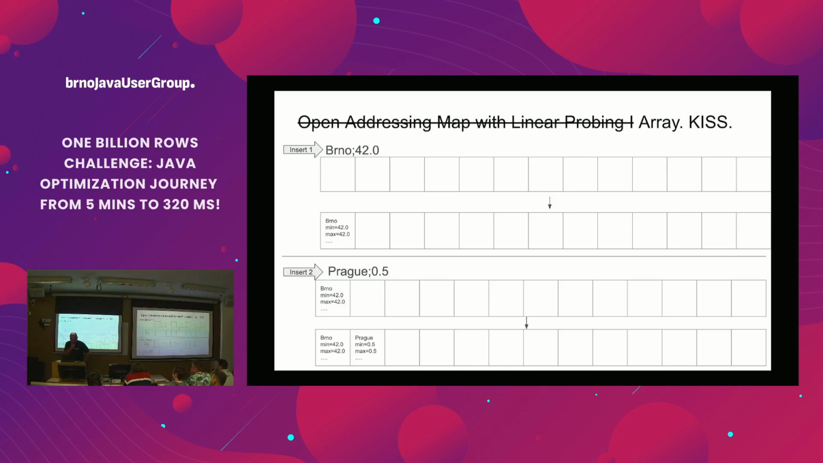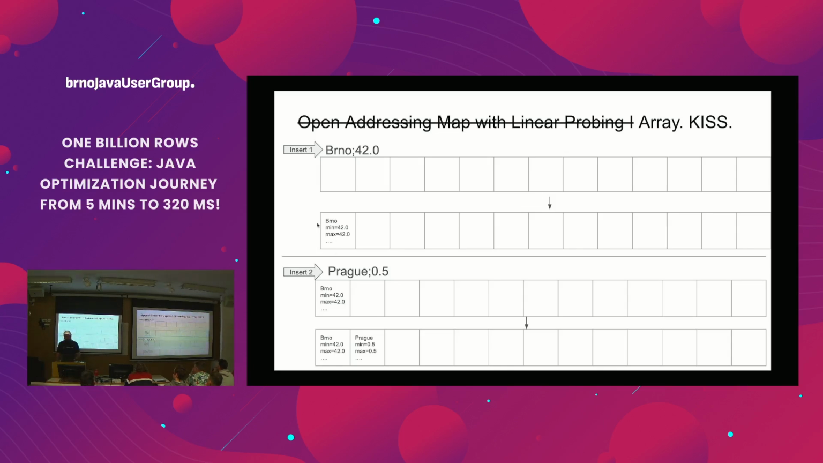We will do that, but before we do that, we do something simple. So instead of using a map, we could maybe use an array. If we know that we have 400 cities, or to be compliant with the official rules, 10,000 cities, we could allocate an array with at least 10,000 slots, and use a very simple algorithm. If I want to insert Brno 42 degrees, the algorithm could be: start from the first element, do a lookup. Is that slot empty? Yes. Well, insert it there. Okay, good.